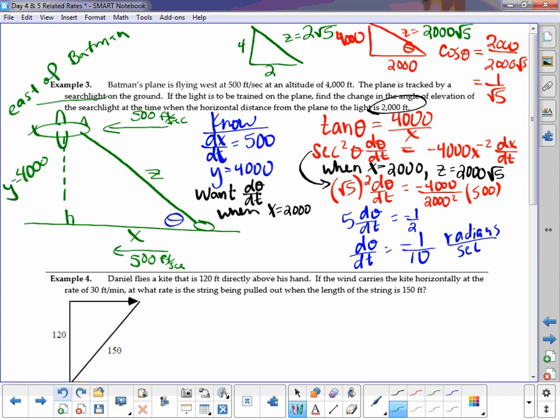Questions? Bart, is that a question? Yes. The 2000. So we're looking at the moment when x is 2,000. So if this is our point in time when x is 2,000, my y value is a fixed 4,000.